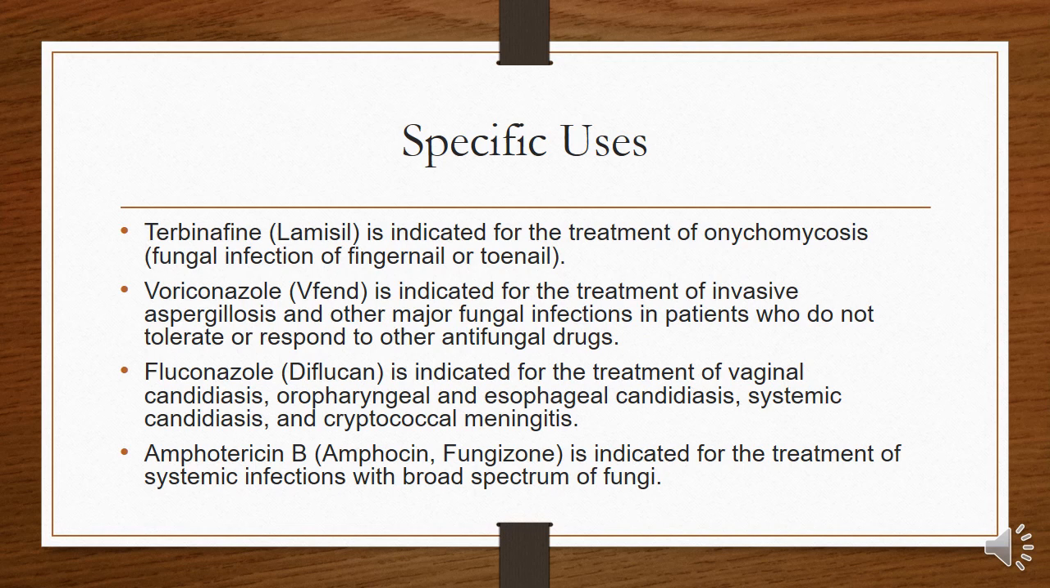Voriconazole is also used for the treatment of aspergillus, which is a very aggressive respiratory infection. Fluconazole or Diflucan, it's a pretty typical yeast medication for vaginal candidiasis. It can also be used for oral or esophageal candidiasis as well as systemic. And then we see our amphotericin B, again, broad spectrum against fungi for those systemic infections.